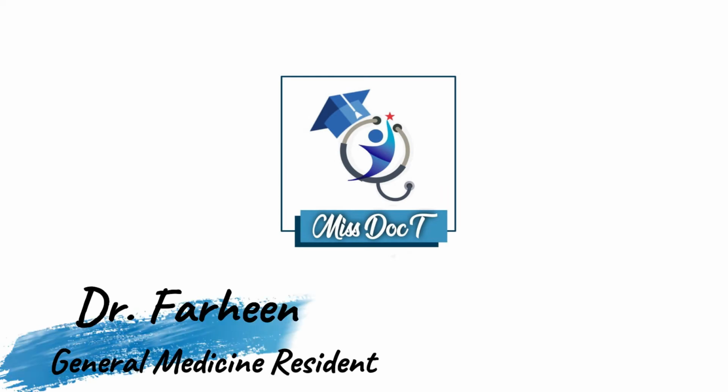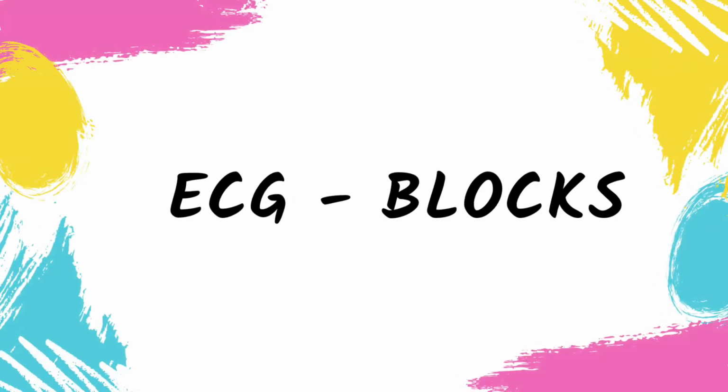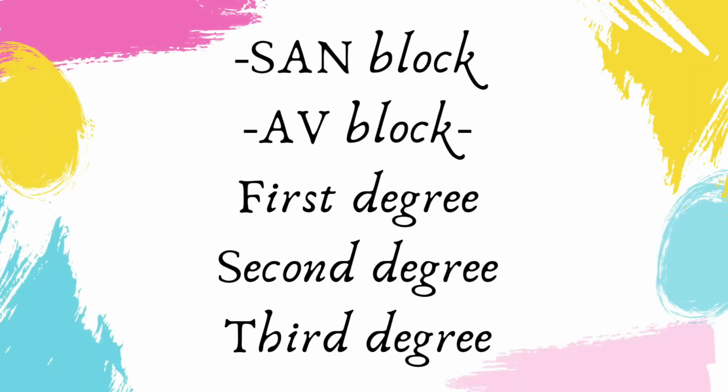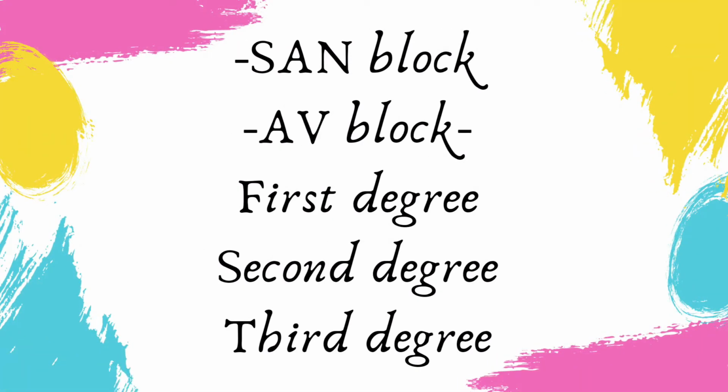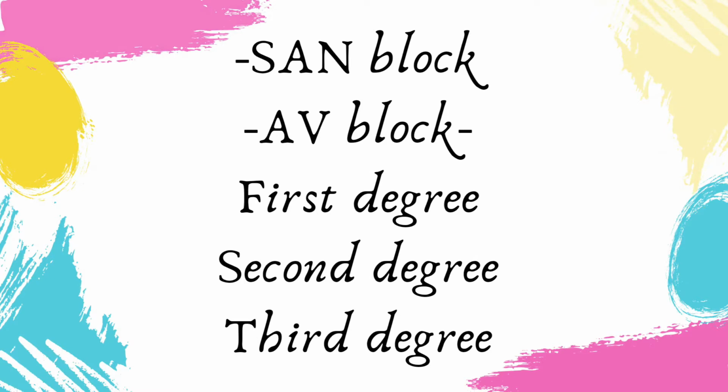This is Dr. Farheen, General Medicine resident, and today let's discuss the ECG findings of bradyarrhythmias, that is blocks. So by the end of this video, you'll easily be able to interpret the ECGs of SA nodal block and AV nodal block. So again, AV nodal block includes first degree, second degree and third degree AV nodal blocks. So without any further delay, let's get into the topic.